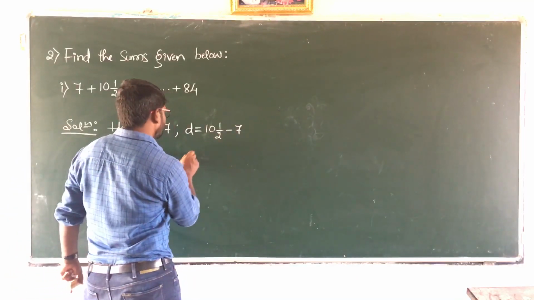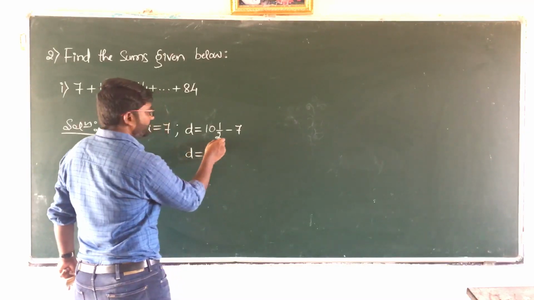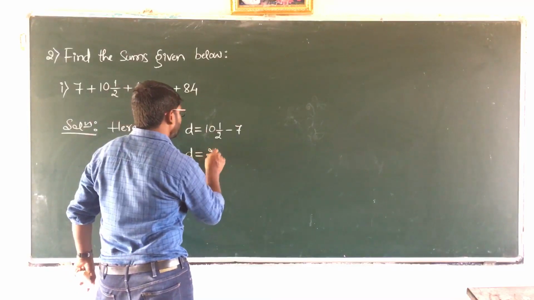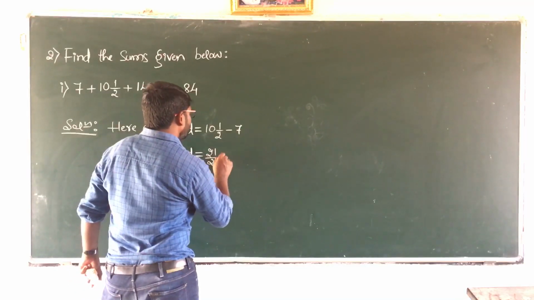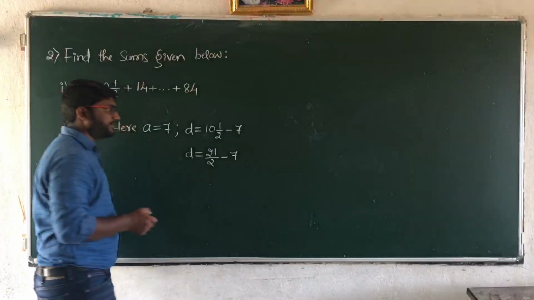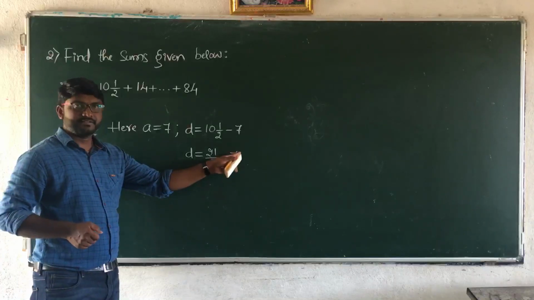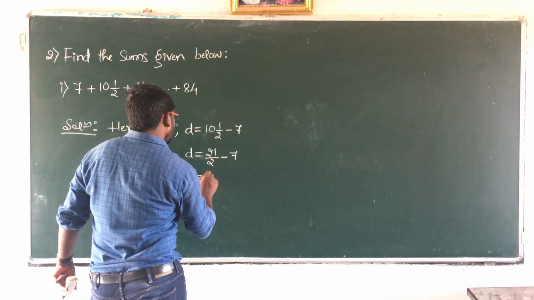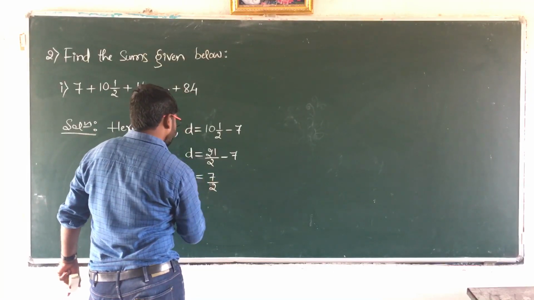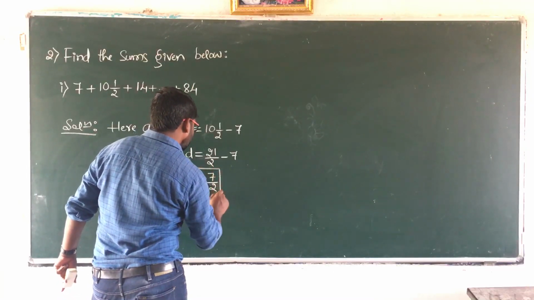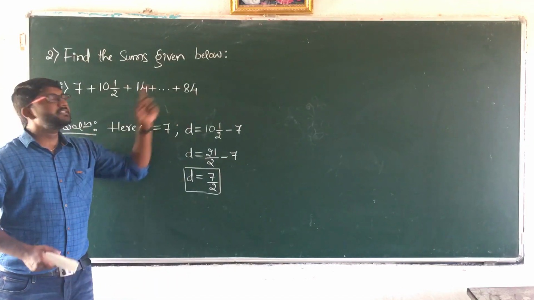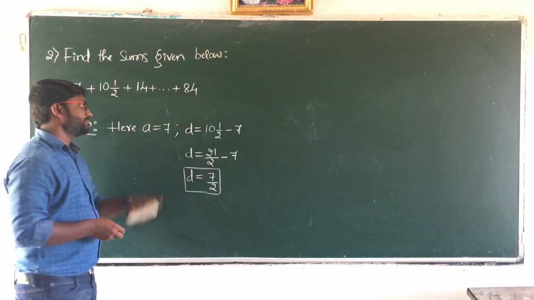So let us simplify this now. d is equal to, 2 into 10 is 20 plus 1, it is 21 divided by 2, 21 divided by 2 minus 7. Now take up the LCM, 2 will be multiplied with 7, we get 21 minus 14, it is 7, divided by 2. So the common difference is 7 by 2. And this last term is going to be the nth term of this particular AP.